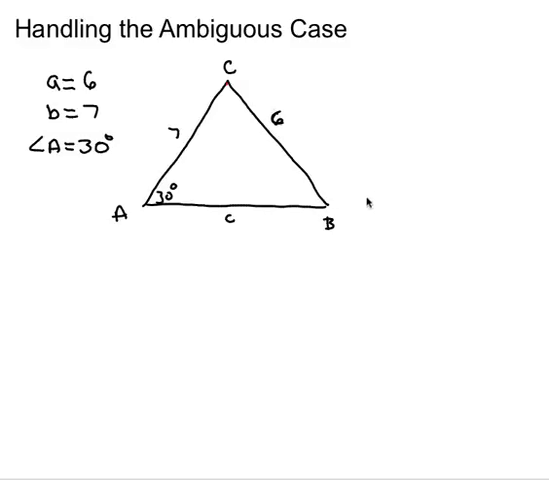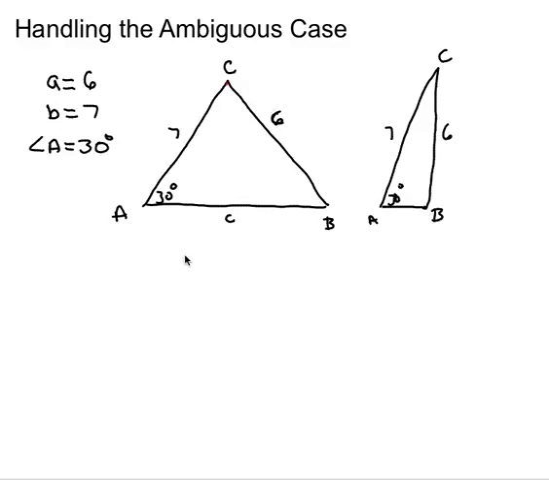Let me erase that red line for a second, because now we can see it. I'm going to come over here and draw that second triangle that we could have. This angle is still going to be 30. This is still angle A. This length is still 6. This length is still 7. This is C. This is angle B.